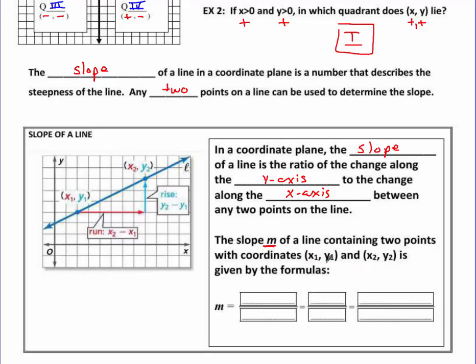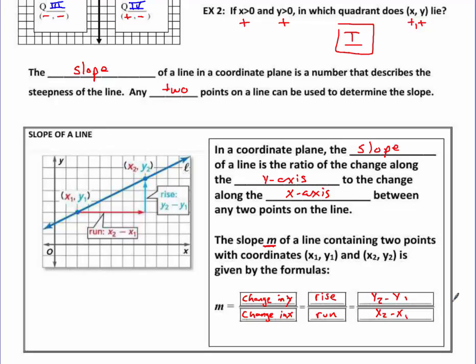The letter we use for slope is m, so the slope of a line containing 2 points with coordinates (x1, y1) and (x2, y2), and that just means every point has an x and a y, so this is the first point, this is the second point. The slope is always the change in y over the change in x. And we may talk about that as the rise over the run. And in our formulas, the way you're going to write it a lot, we're going to write y2 minus y1 over x2 minus x1.